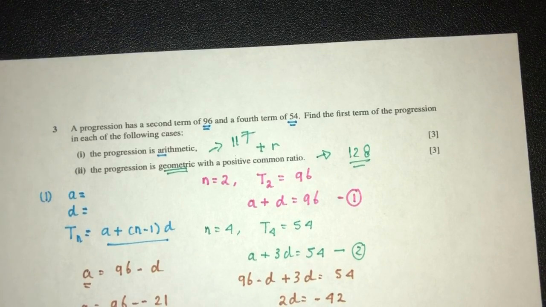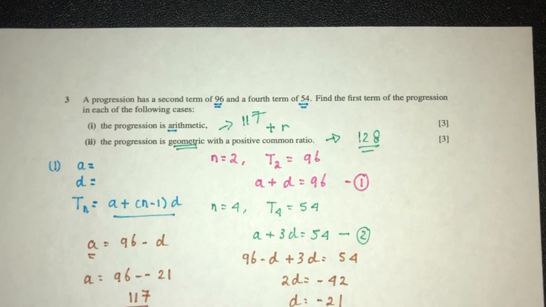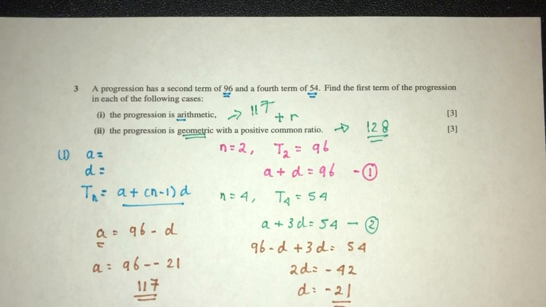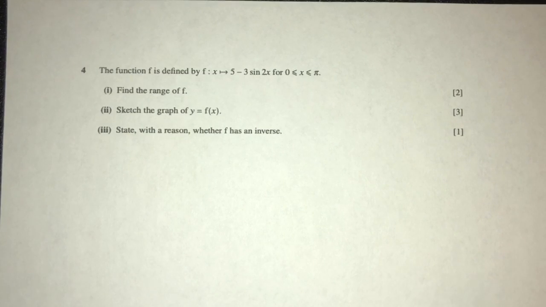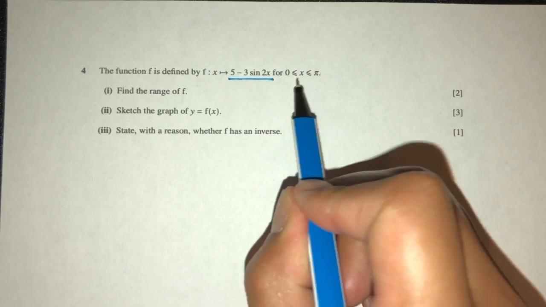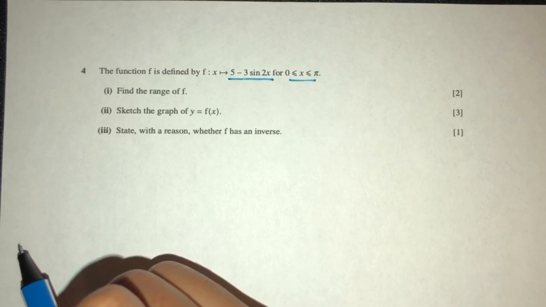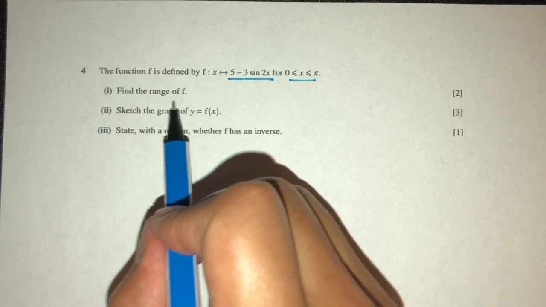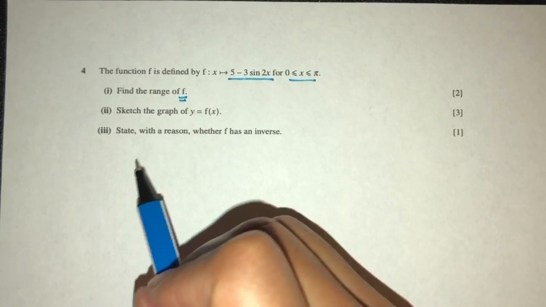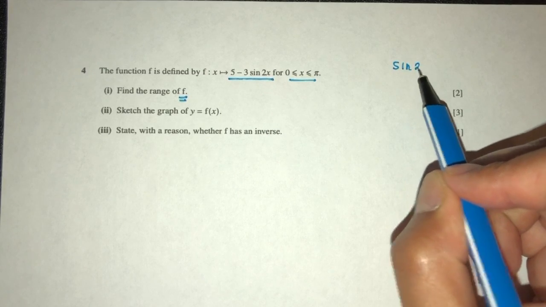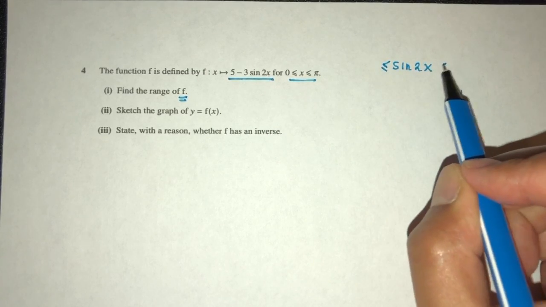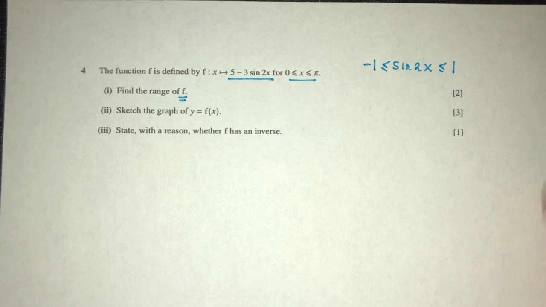As you can see, step by step, solving equations simultaneously to find those values that we need to get your full marks. The function f is defined by this. Okay, great. Between this and this, this is the domain for your function, right? Now we have to find the range of f. Pretty easy. The only thing changing here is this. Now we understand that sine 2x can only be between the values of -1 and 1, right?